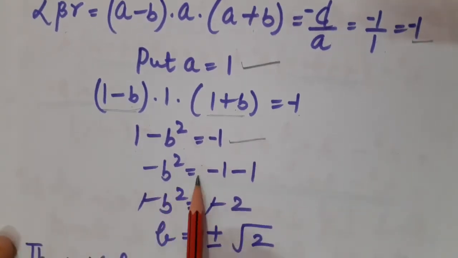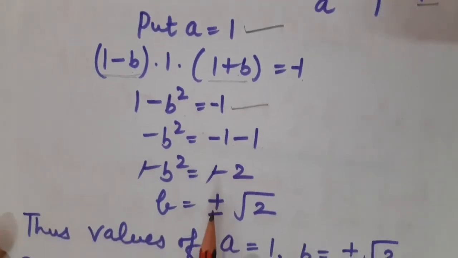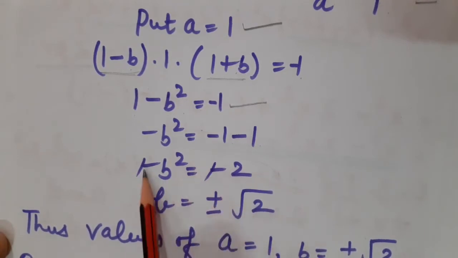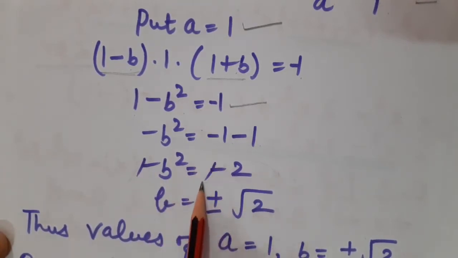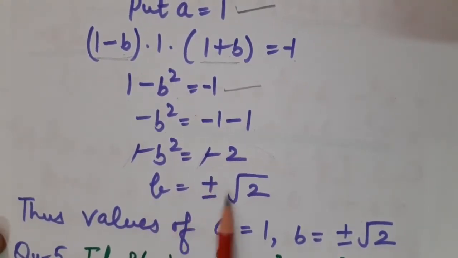So this is minus b square is equal to minus 1 minus 1. It would become minus b square is equal to minus 2. You can multiply the complete equation by minus 1, or even you can cancel this minus sign also. Fine. It would become b is equal to plus minus root 2.